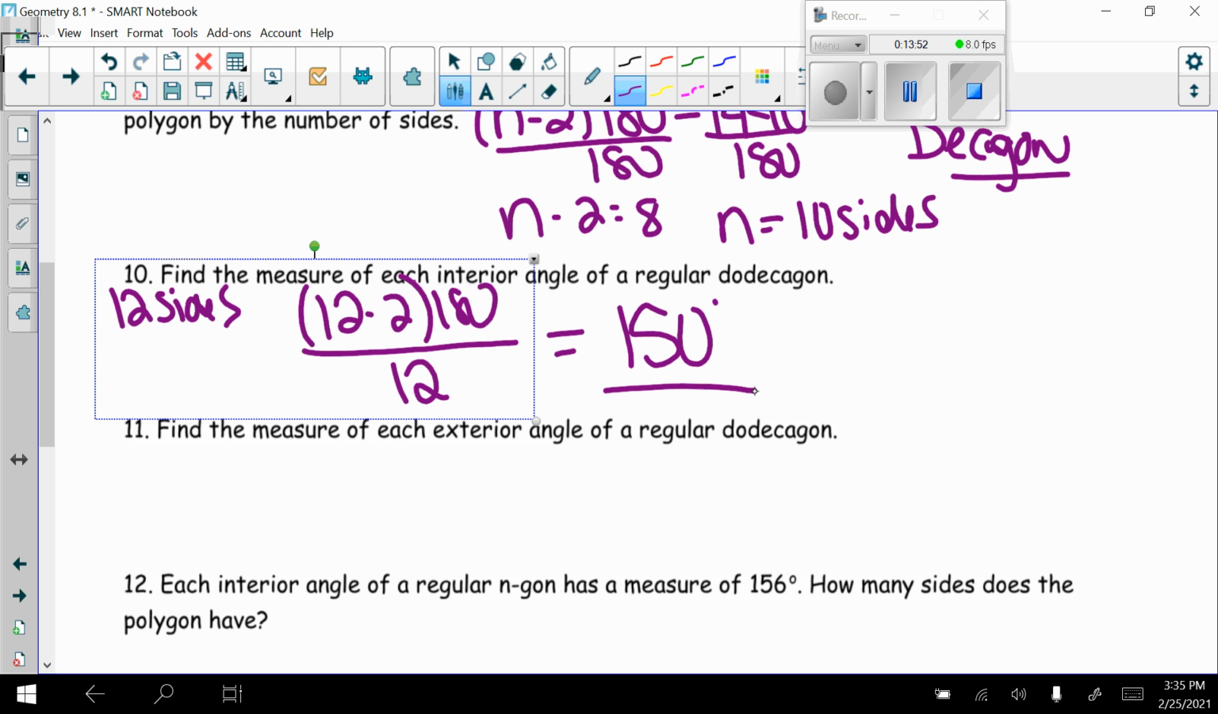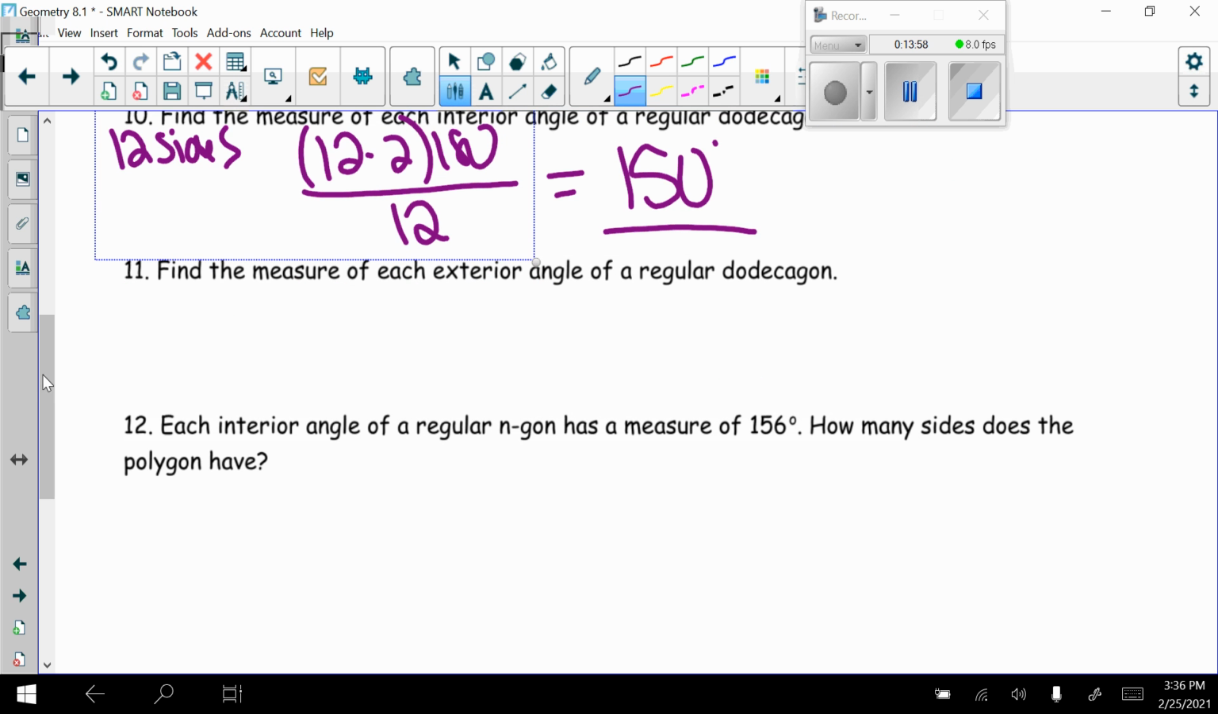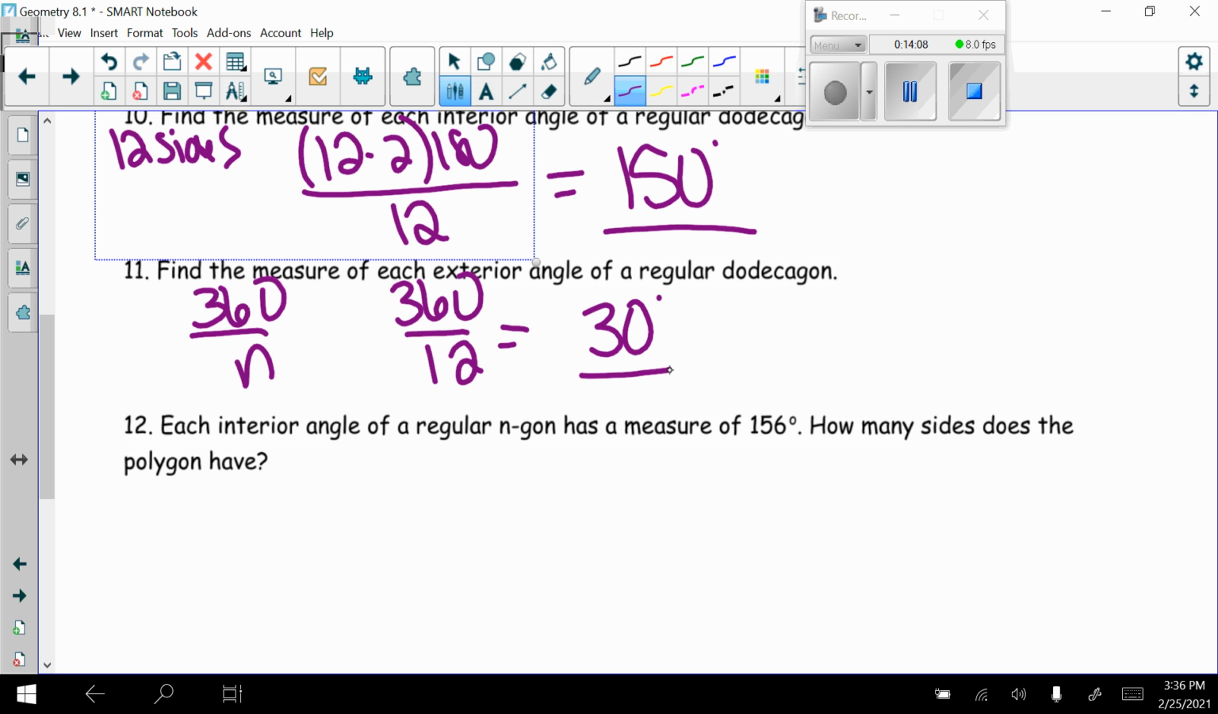And the measure of each exterior angle of a regular dodecagon. Again, dodecagon has 12 sides. This time that formula is 360 divided by n. So 360 divided by 12. Each exterior angle of a dodecagon is 30 degrees.